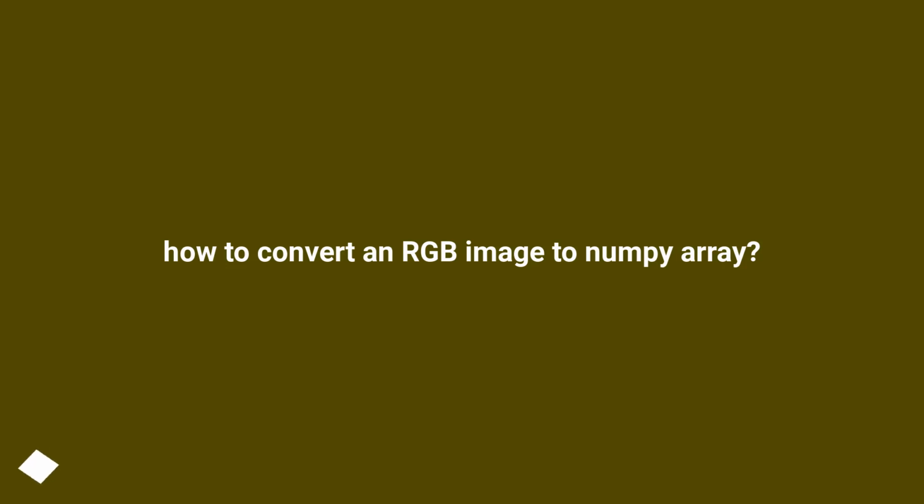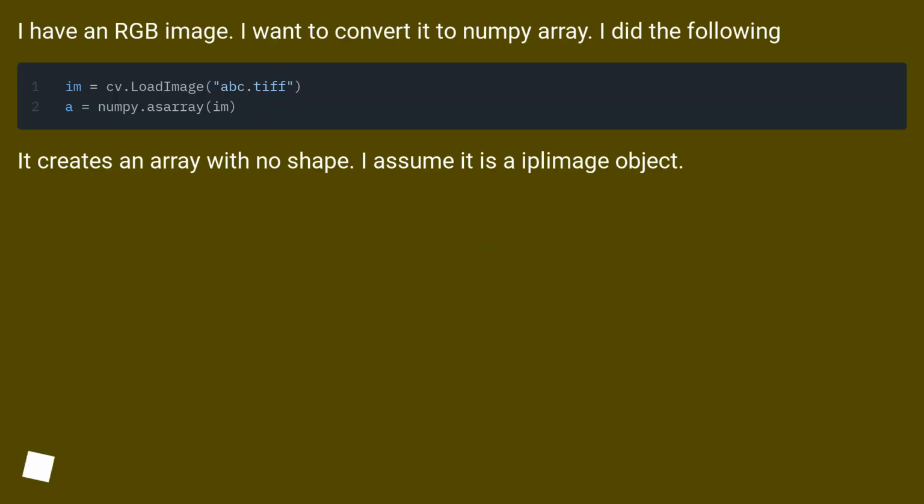How to convert an RGB image to numpy array. I have an RGB image. I want to convert it to numpy array. I did the following. It creates an array with no shape. I assume it is an image object.